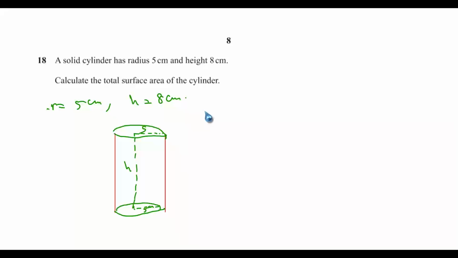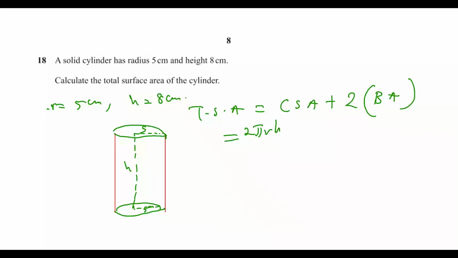So to get the total surface area, denoted by TSA, it will be the curved surface area, that will be CSA, plus 2 times the base area, that will be the area of a circle. So the curved surface area of a cylinder is 2 pi r h, then plus 2 times the base area, which is the area of a circle, that's pi r squared.